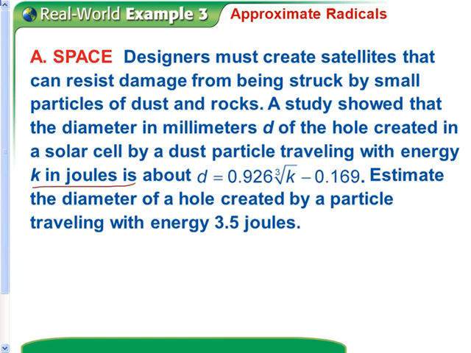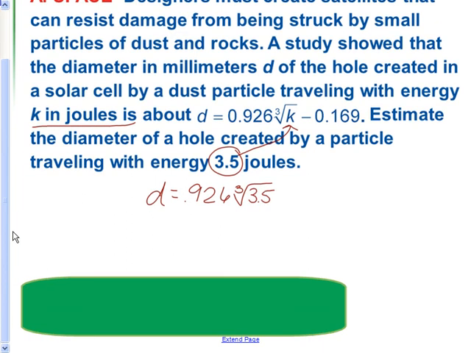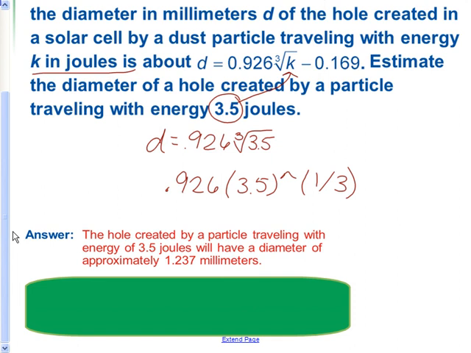Okay, so looking back here, K is joules. We've got some joules here, so we have to plug them in. So d equals 0.926 times the third root of 3.5. If you want to type that into your calculator, you type in 0.926, and then you take 3.5 raised to the 1/3. Type that all into your calculator, and you should get the answer of 1.237. That's how much of a diameter it would have.